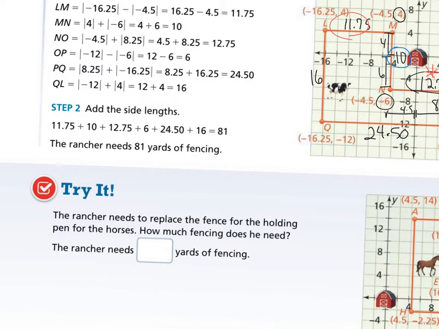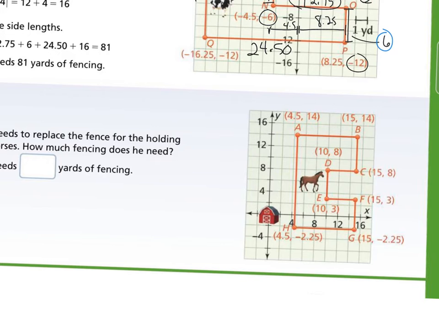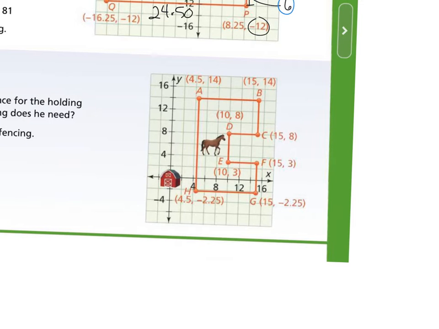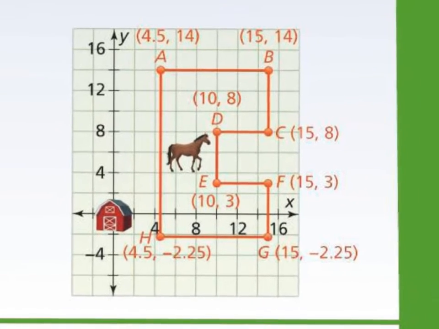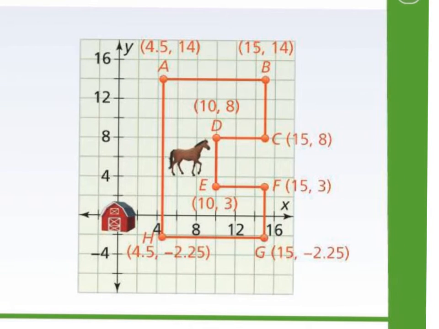So we're going to look at the try it then. Rancher needs to replace the fence for the holding pen. How much fencing does he need? So this one, same as the last one in your book, they're going by 2s here again, so we can't just count squares. Also, we have decimals here, but like I mentioned a minute ago, let's go ahead and just eliminate the decimals to simplify things. I think that is enough for us to do it that way.